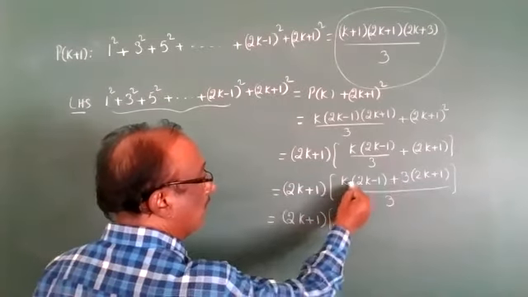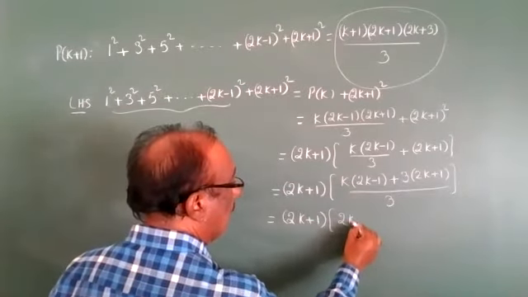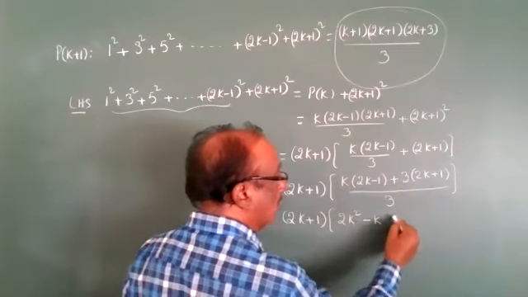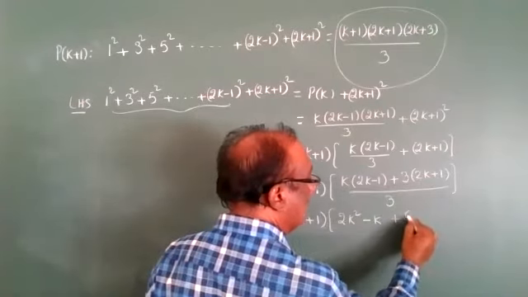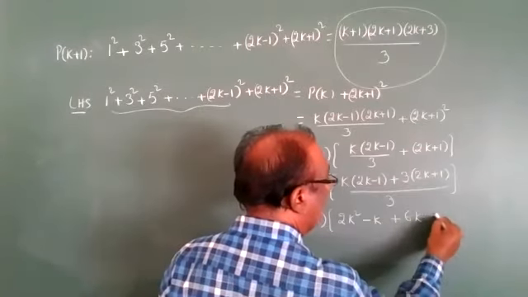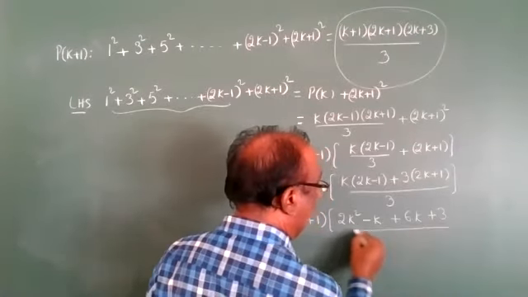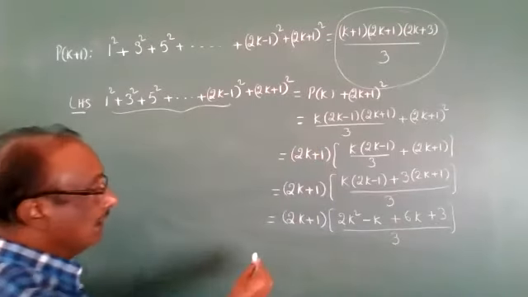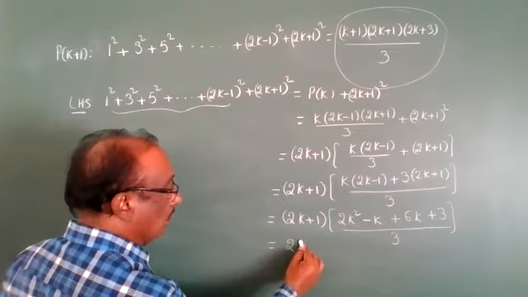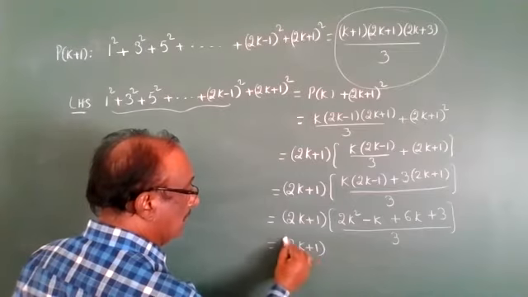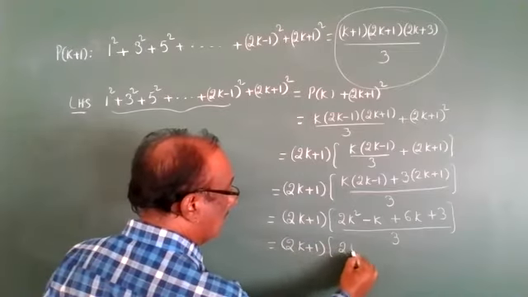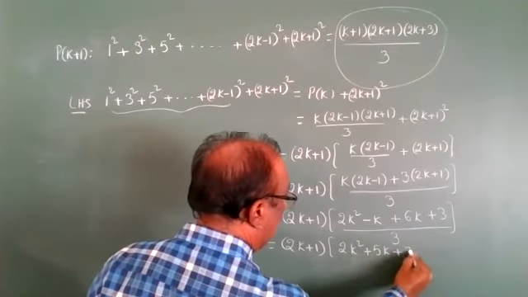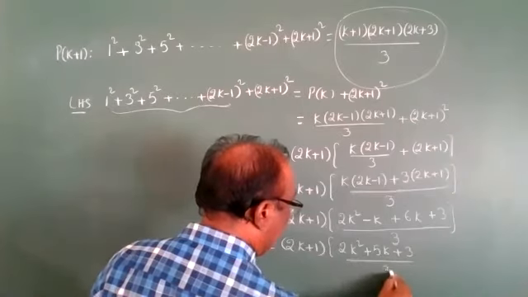Now distribute k. 2k into k is 2k square. k into minus 1 is minus k. Distribute 3: 3 into 2k is 6k, and 3 into 1 is 3, upon 3. Write on. This is 2k plus 1, then 2k square plus 5k plus 3 upon 3.